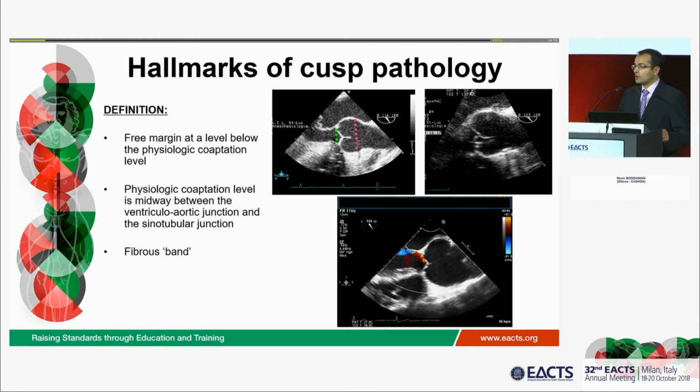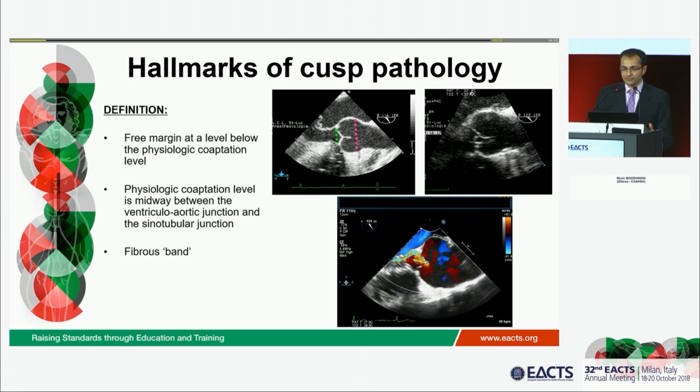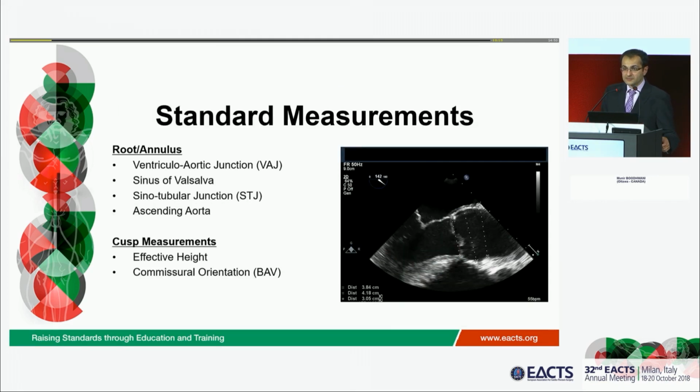Michel already spoke a lot about the hallmarks of cusp pathology, in particular cusp prolapse. This is a key element that all surgeons involved in aortic valve repair need to understand and recognize to the same degree of proficiency as their echocardiography colleagues. There are some standard measurements that we would expect to have at the time of aortic valve repair, and Michel alluded to these as well, so I won't spend a lot of time on these.